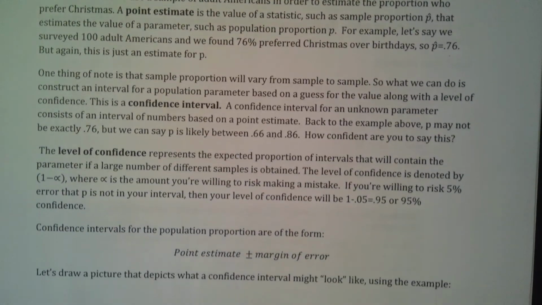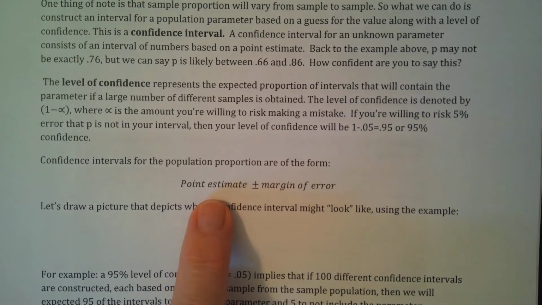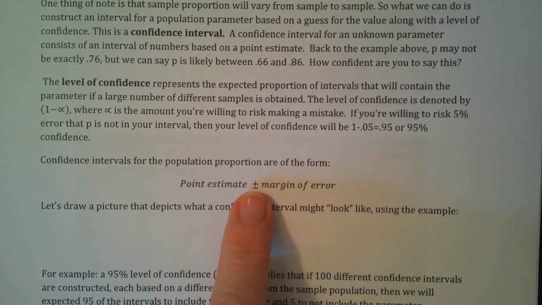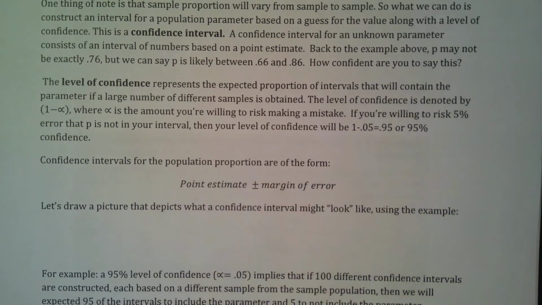Confidence intervals for the population proportion are of the form: take your point estimate and then we add and subtract what the margin of error is as the tolerance. And this will give us our interval. Let's draw a picture of what we're depicting so far.